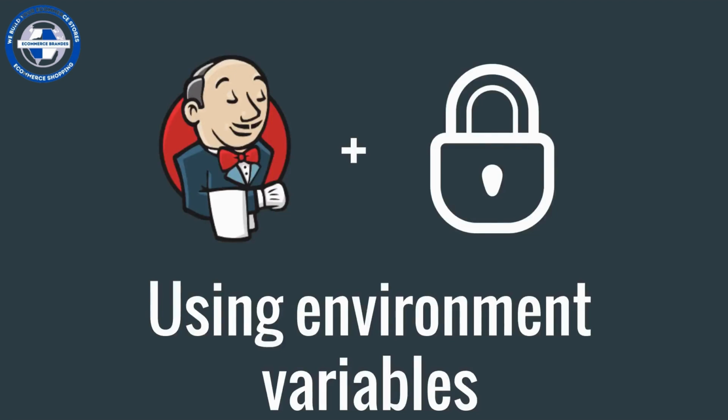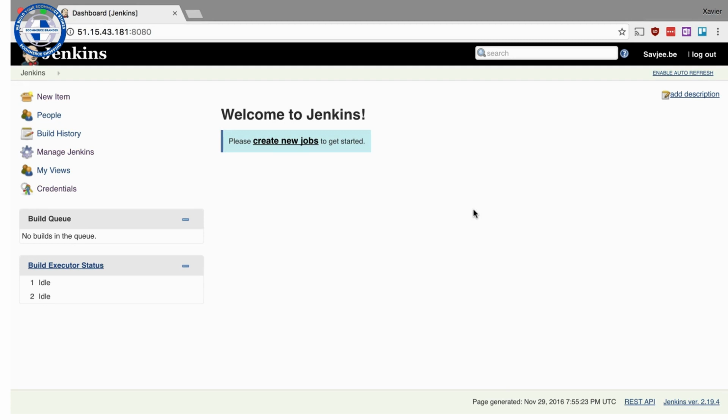In this video, I'm going to show you how you can use environment variables to safely store and use your credentials within Jenkins. So let's get going. In this video, I have set up a brand new Jenkins installation on a server somewhere.